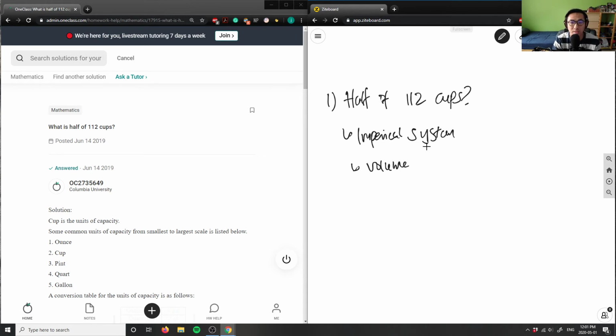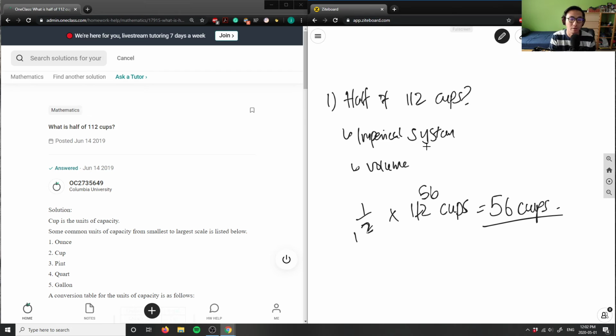So basically, all we're doing is taking half. So 1/2 multiplied by 112 cups to figure out how many cups we have. You can think of it as half times 112, or as 112 divided by 2. It's honestly up to you how you think of this problem. Half of 112, I can simply divide 112 by 2, and this equals 56 cups.